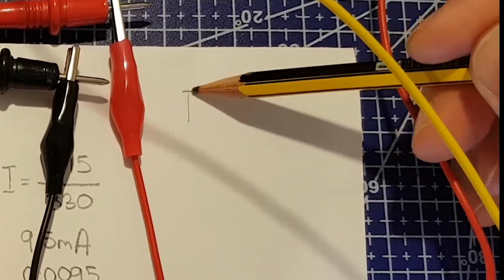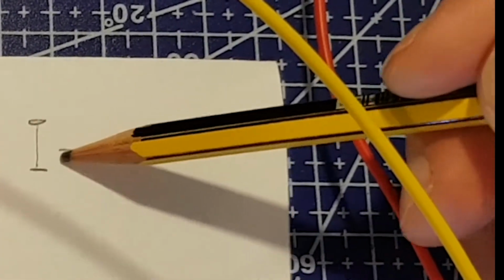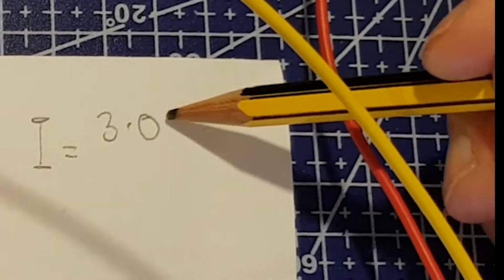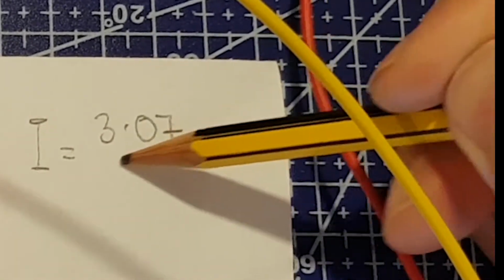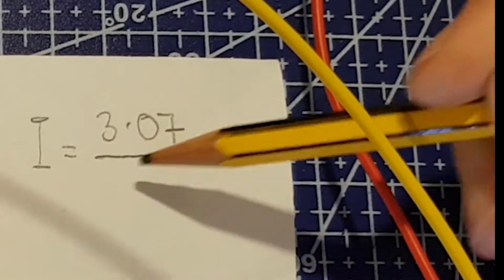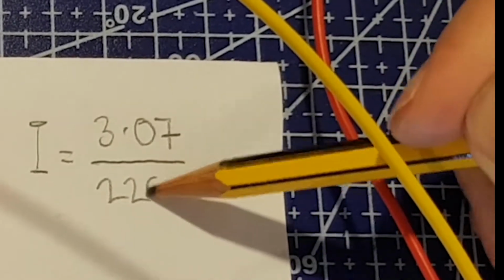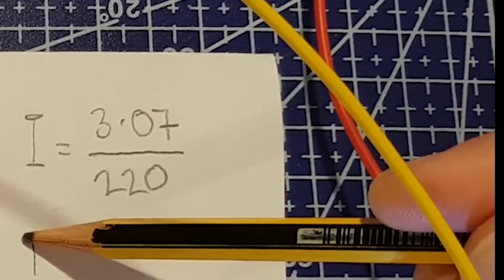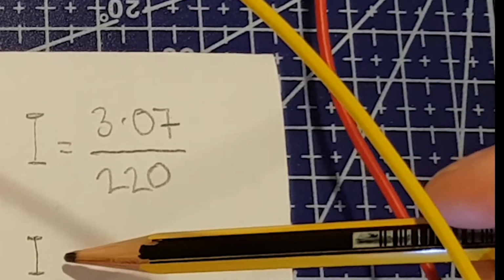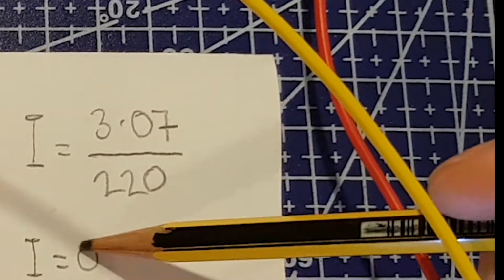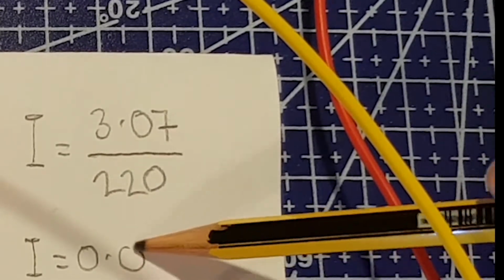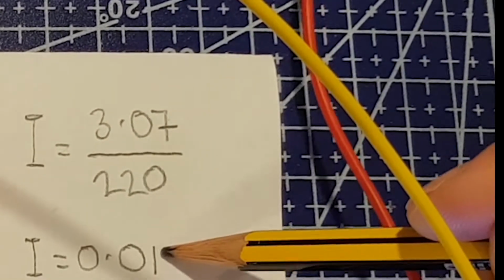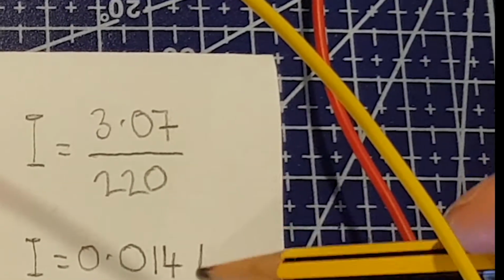So I equals, I'll use the current multimeter value, 3.07 divided by 220. I equals 0.014 amps.